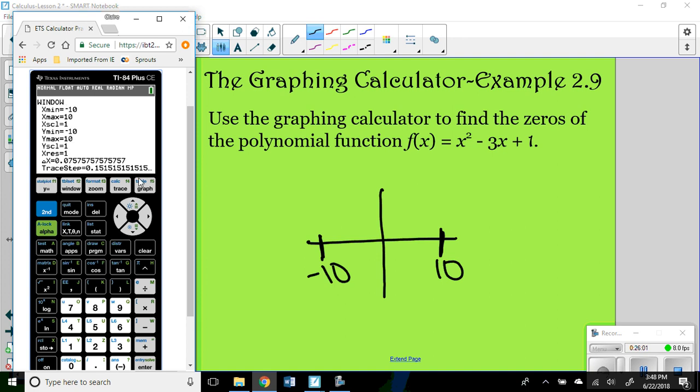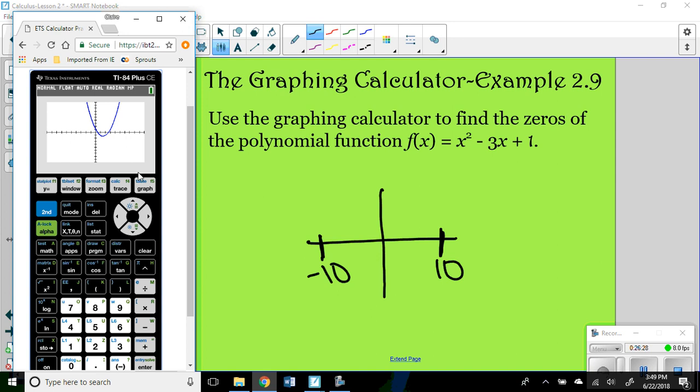And if you need to adjust it, you can, and it's easy to do. You just go to window and you click there. You don't need to worry about X resolution or these other two if they show up. Just ignore those, leave them as whatever they are. Just work on the X min, the max, and the scale. And that's just how often you have tick marks. That's all that the scale is. So that's your graph.